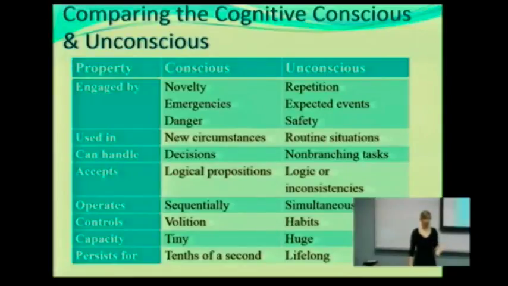So if we look at our car example, we feel completely comfortable as we're getting in the car and driving along. All right, I'm driving home. It's natural. It's in my unconscious, but I still know how to do it. The consciousness tends to be used more in new circumstances, whereas the unconscious is more used in routine circumstances. The consciousness can handle decisions. The unconscious handles non-branching tasks. The unconscious is not the one that's making the decisions. It's not reasoning about information.